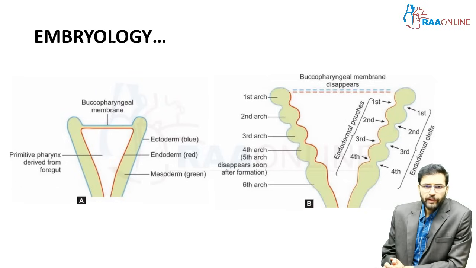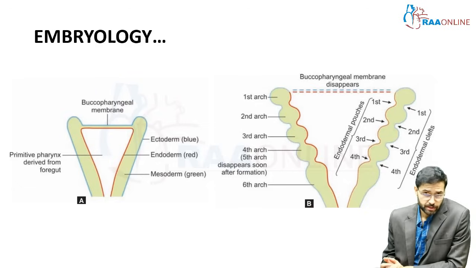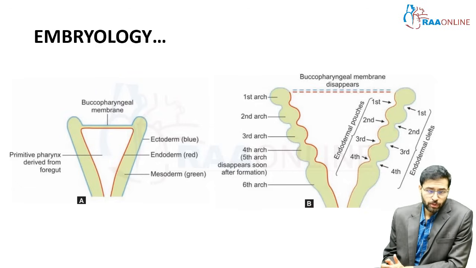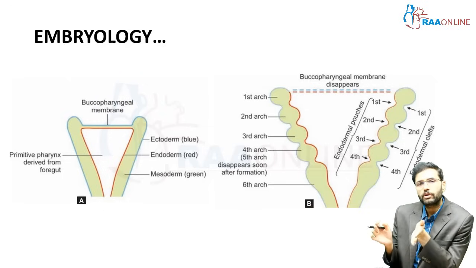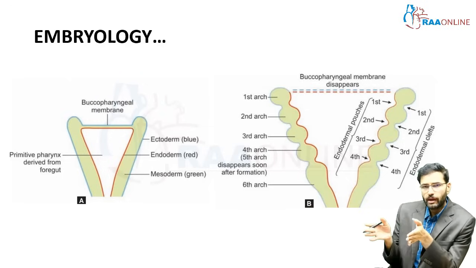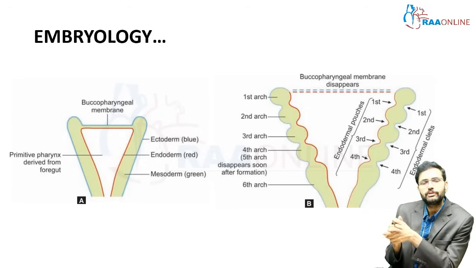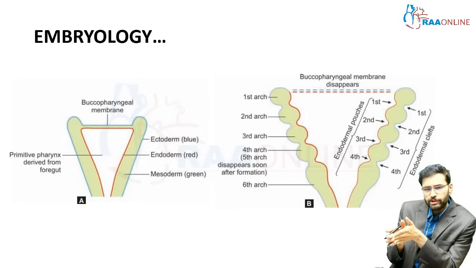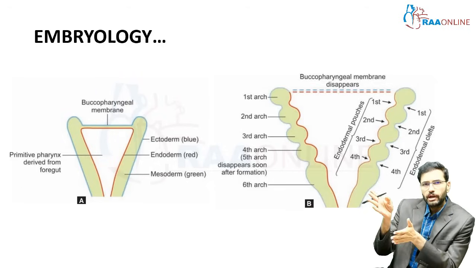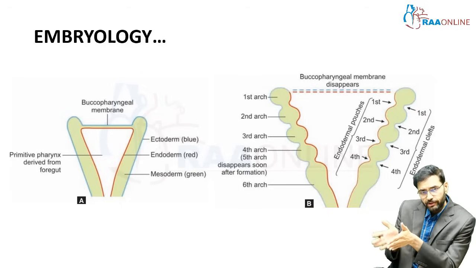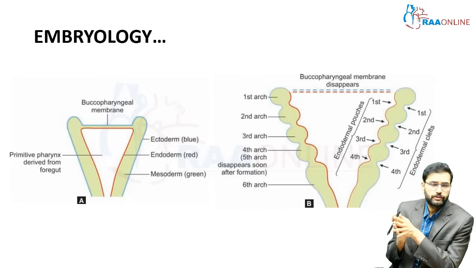Now, you find that the pharynx, which develops from the cranialmost portion of the foregut, is actually funnel shaped. Not only is it funnel shaped, it is also compressed. It is compressed dorso-ventrally, that is anteroposteriorly. So, it is compressed dorso-ventrally and it has two lateral walls, as you can see here, a dorsal surface and a ventral surface.